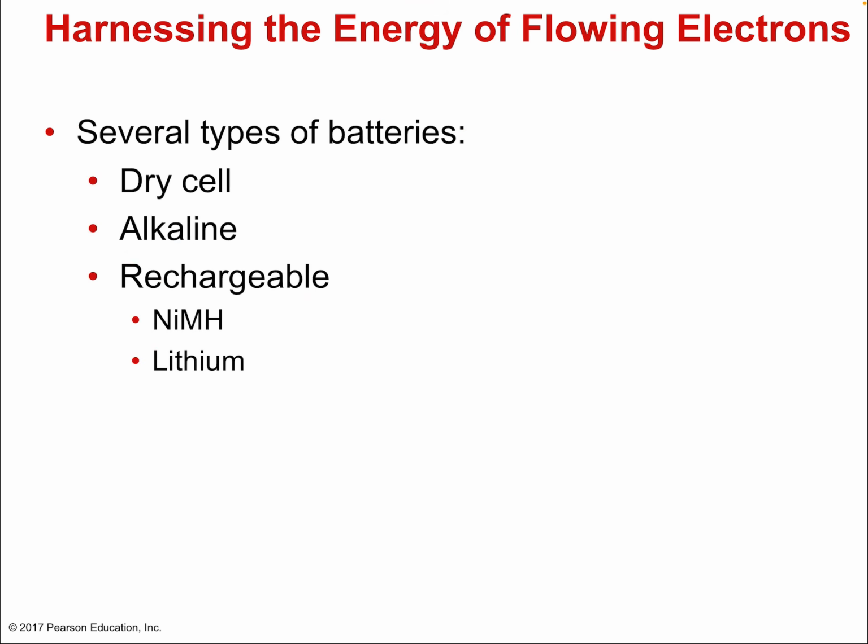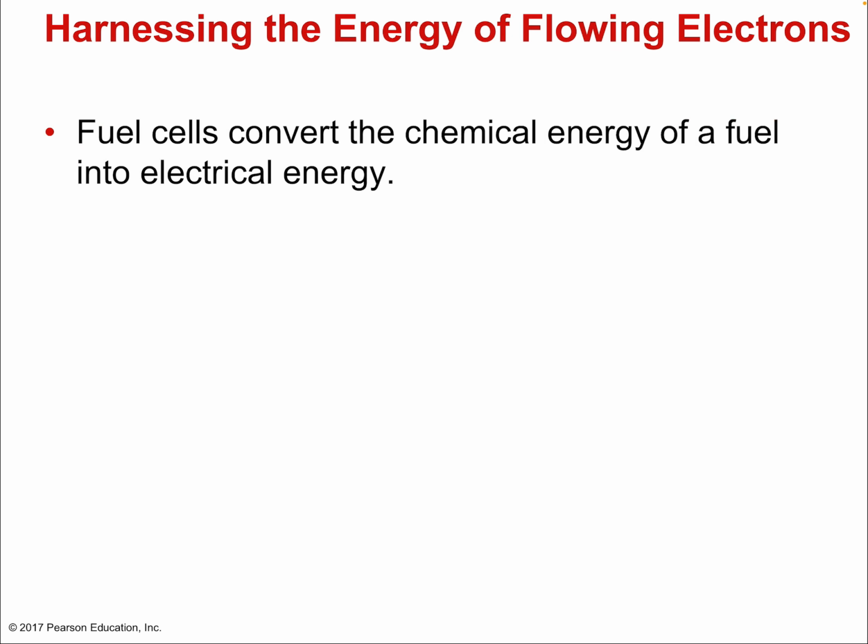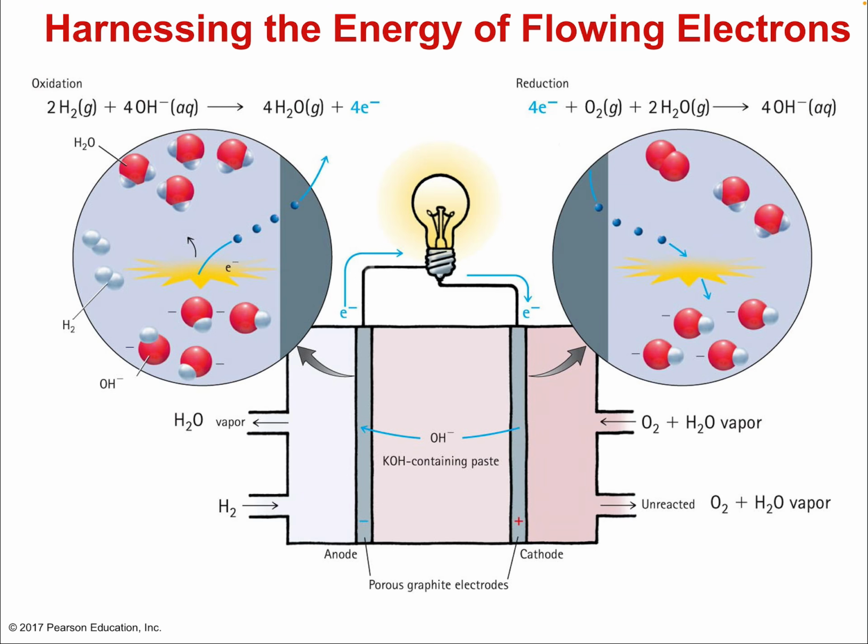Okay? So there are several types of batteries: dry cells, alkaline, even rechargeable batteries like lithium. Fuel cells convert the chemical energy of a fuel into electrical energy. Here's an example of that, again involving oxidation and reduction. Okay, oxidation, giving up the electrons; reduction, absorbing them. Right. So clearly, it's very important for these chemical reactions of producing energy. Right. So really important to our modern world.